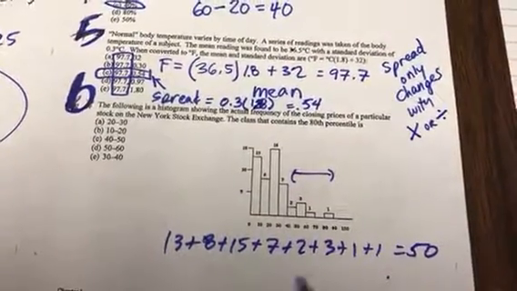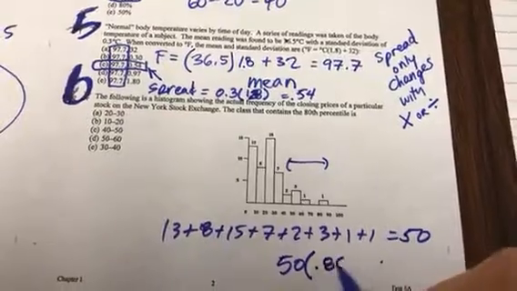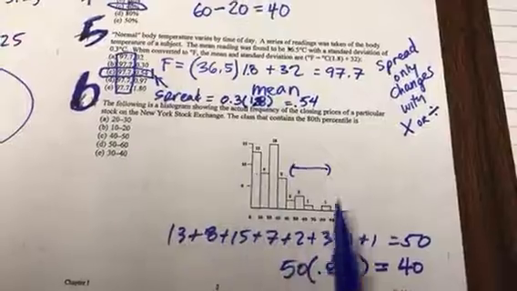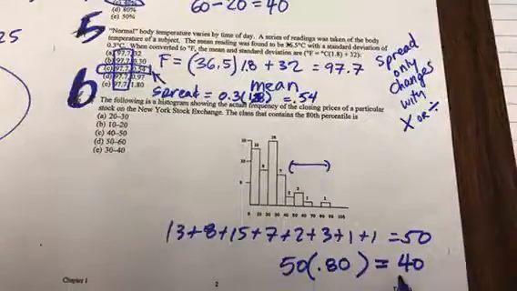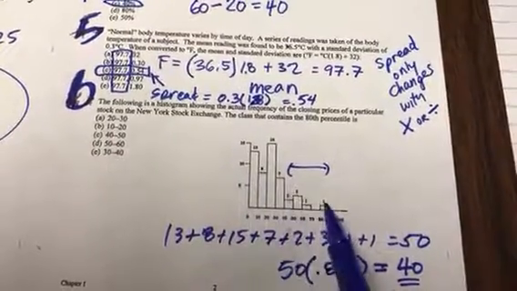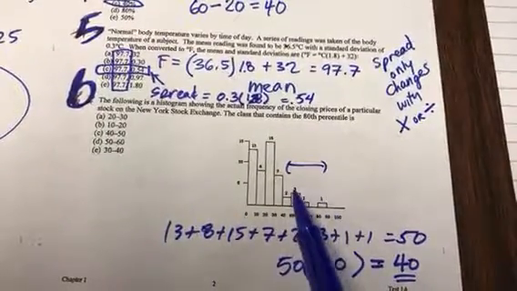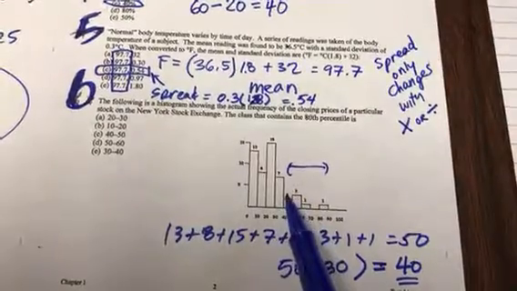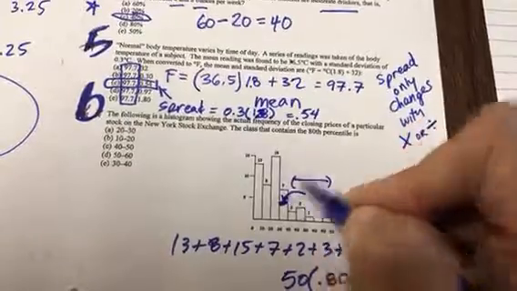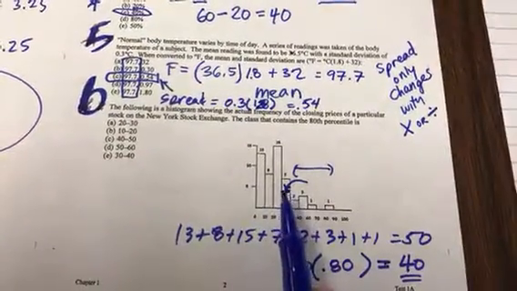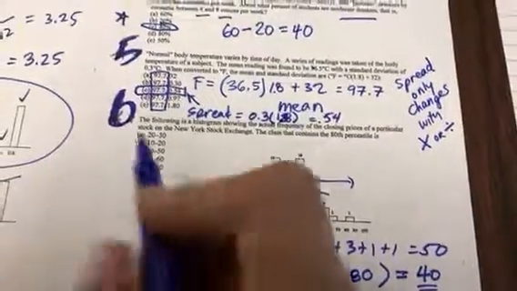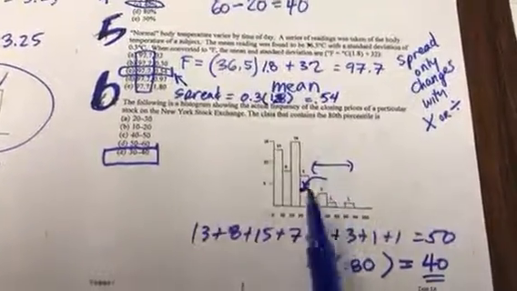So 80% of 50 would be 40. I'm looking for where the number is that's at the 40. I could count 40 up from there or 10 down from here. So I'm going to count back 1, 1, 3, so that's 5, 6, 7, 8, 9, 10. So it falls somewhere in here. Right here is the 80th percentile point, and that's between 30 and 40. And so I'm going to circle that.